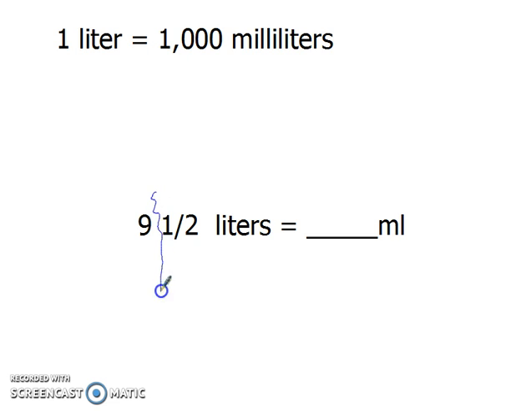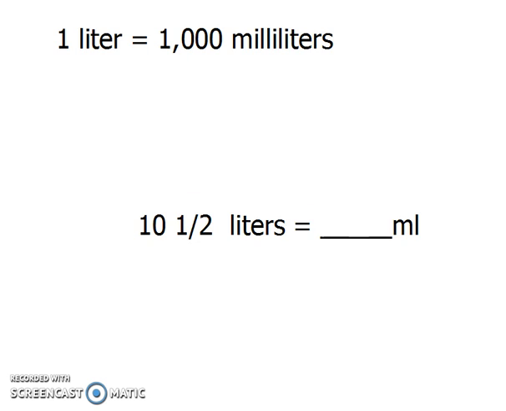Try another one. Splitting the 9.5 apart. There's 9,000, and we just found out that half was 500, so that must be 9,500 in all, or 9,500 milliliters. 10.5, splitting, 10 would be 10,000. Half's 500, put them together, 10,500 milliliters.